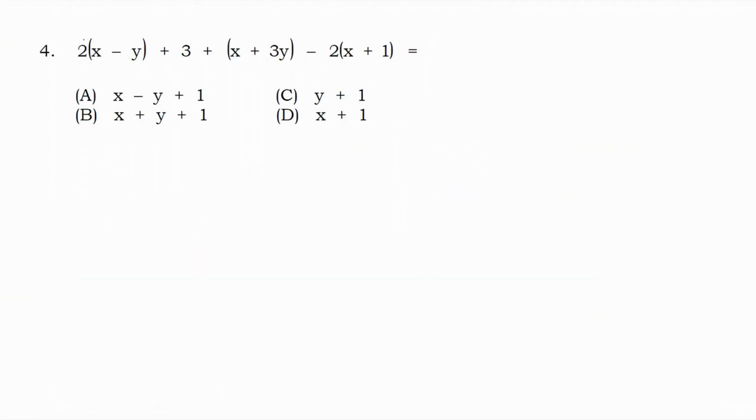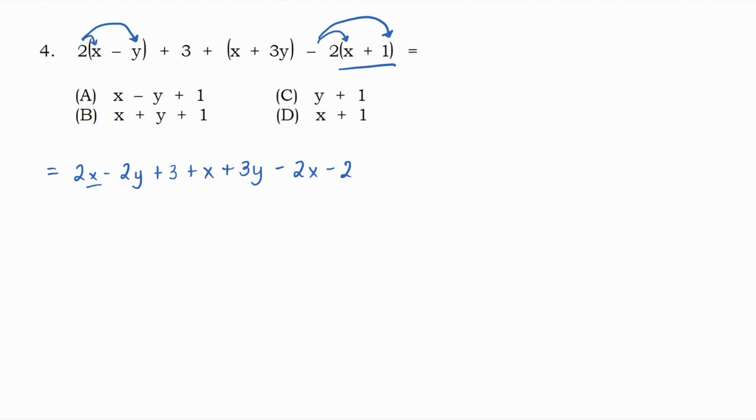Number 4. So, sa number 4, i-distribute lang natin yung number outside the parenthesis. So, 2 times x, tapos 2 times negative y. And then, ganun din dito, negative 2 times x times negative 2 plus y. Ayan. Tapos, i-add and subtract na natin sila. So, equal din to sa 2x minus 2y plus 3 plus x plus 3y. And then, nandito na tayo sa part na to, negative 2x minus 2. Tapos, ayan, tingnan na natin kung ano yung magkakaparehong variable. Ayan, so yun yung i-add natin.